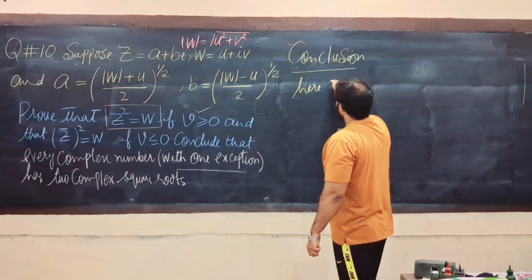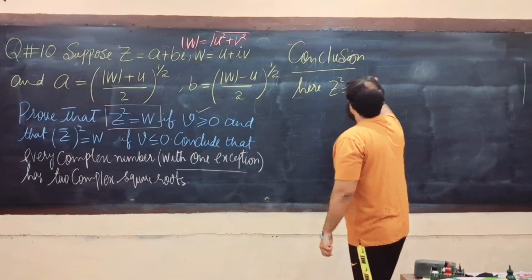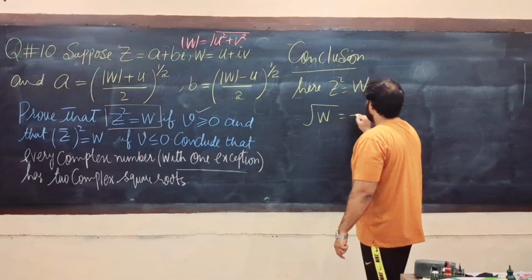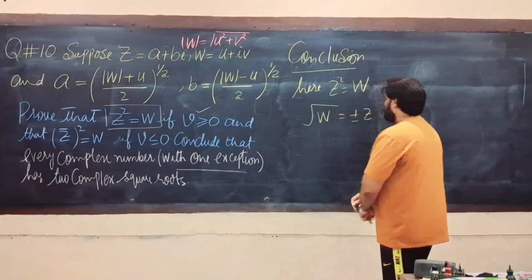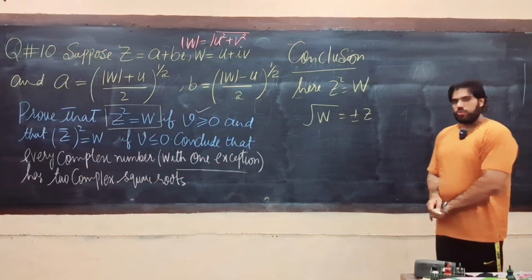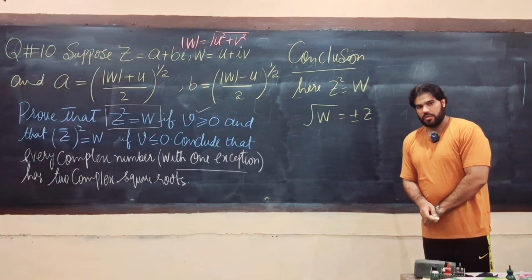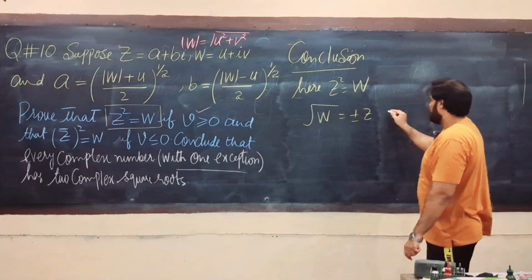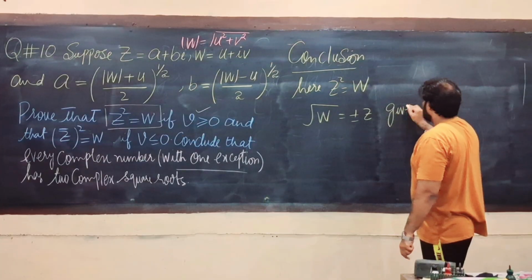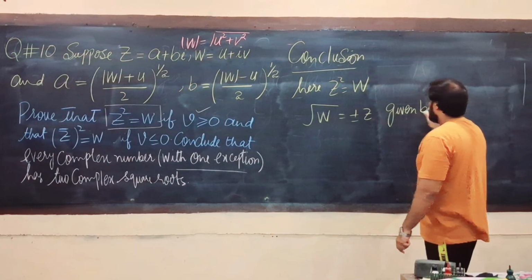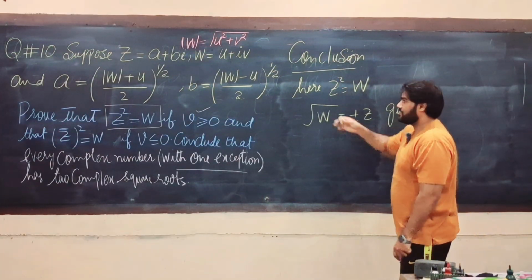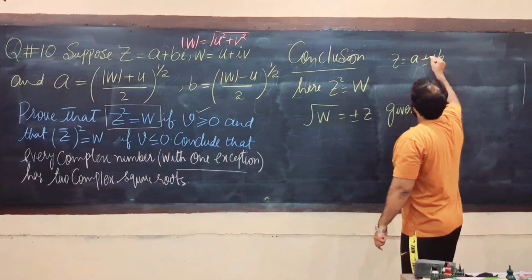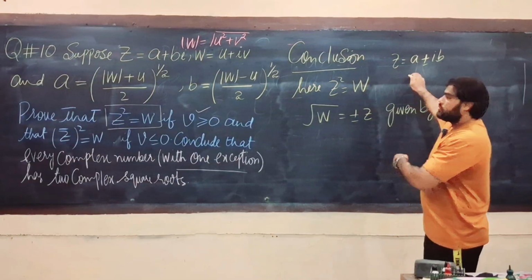Here, Z square is equal to W. By taking square root on both sides, we have square root of W is equal to plus minus Z. This shows there are two square roots of W, given by plus minus Z. What is Z? Our Z is a plus iota b. Now substituting the values of a and b.